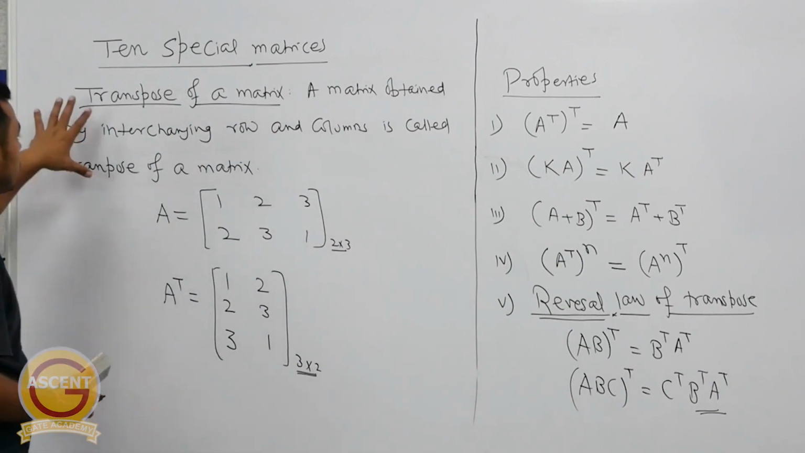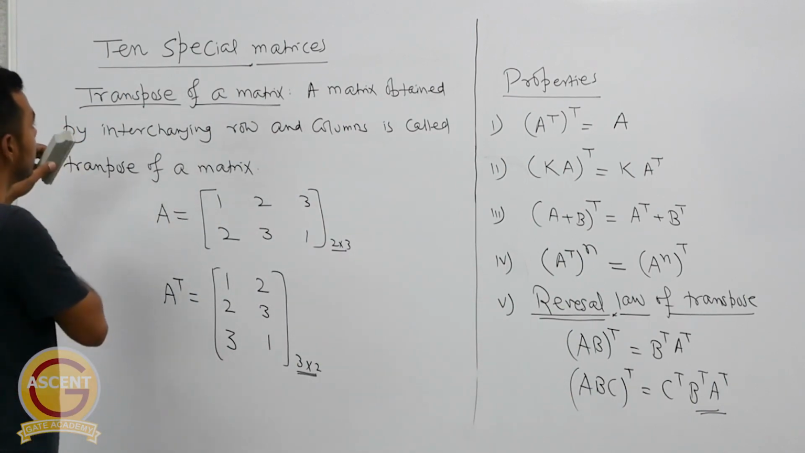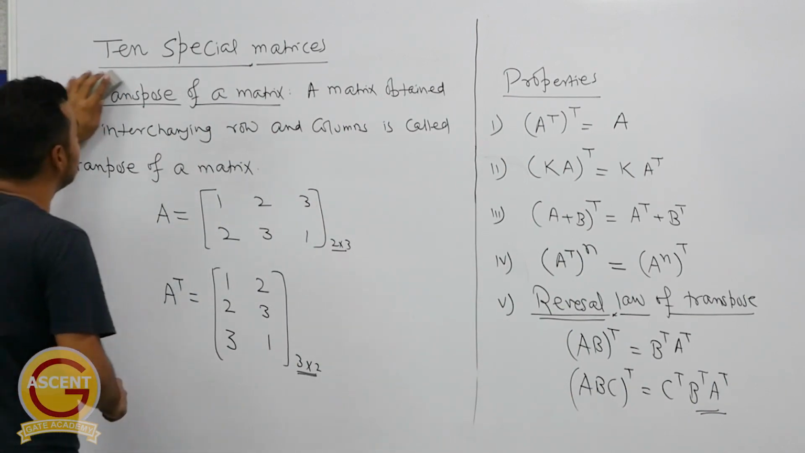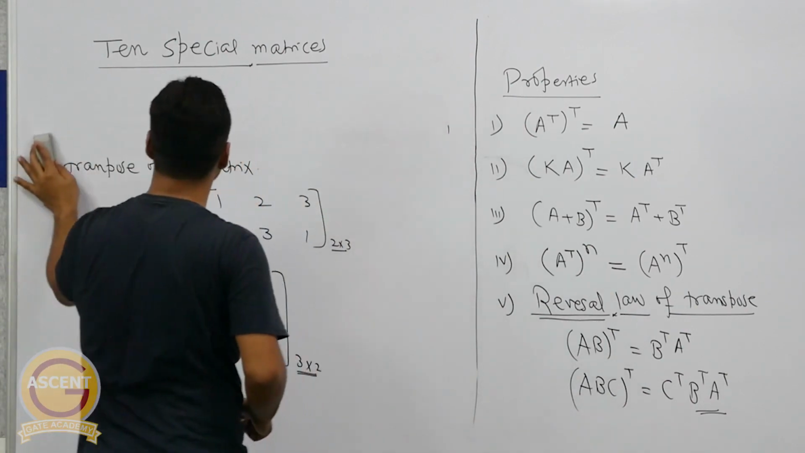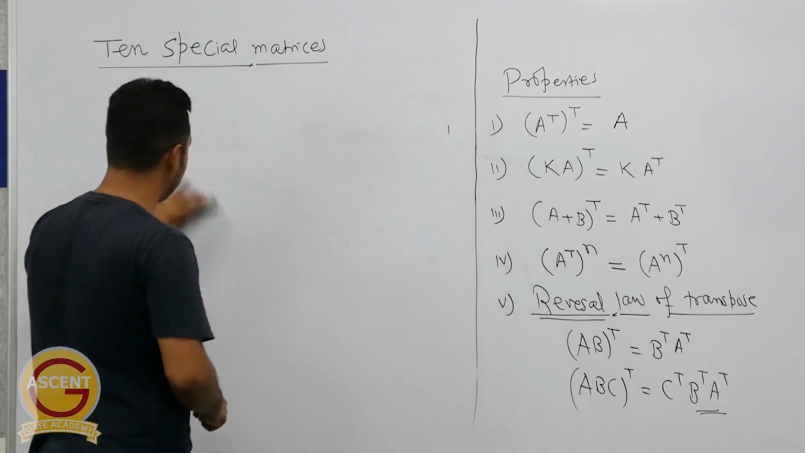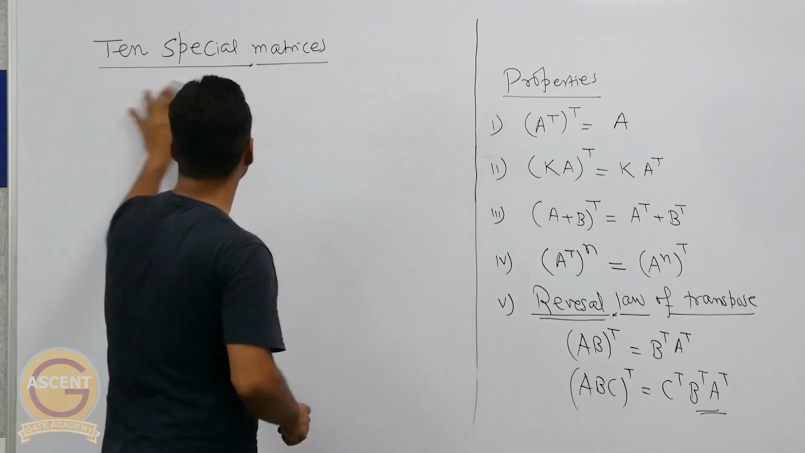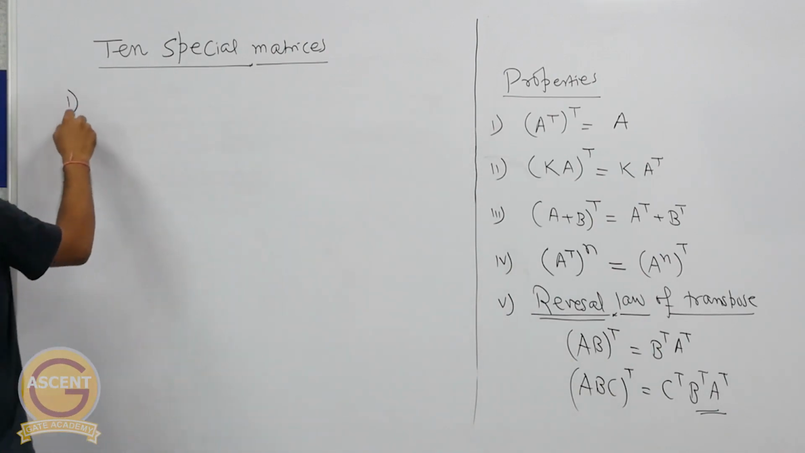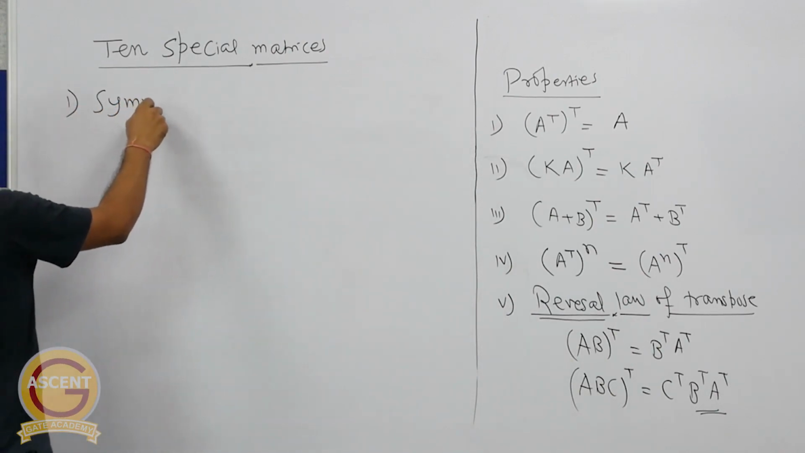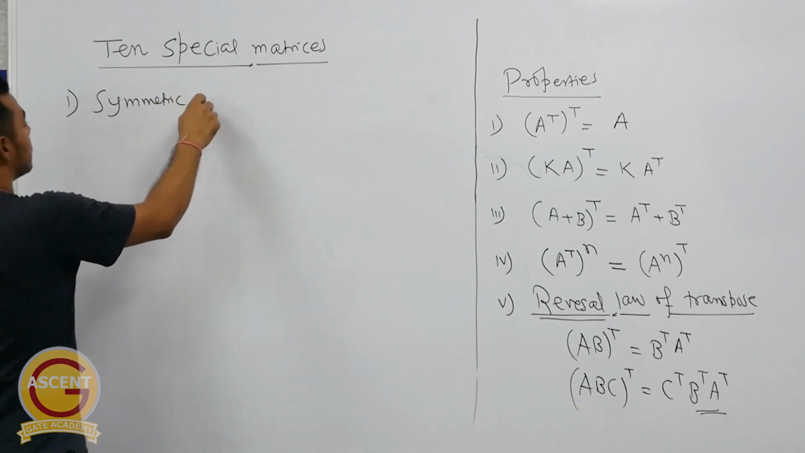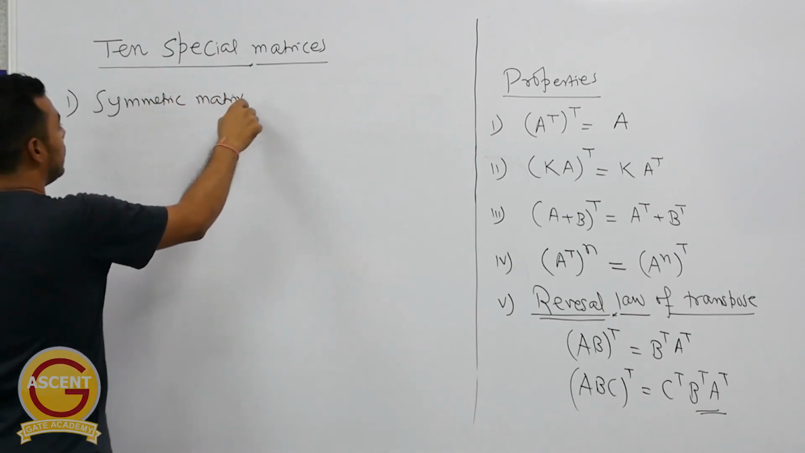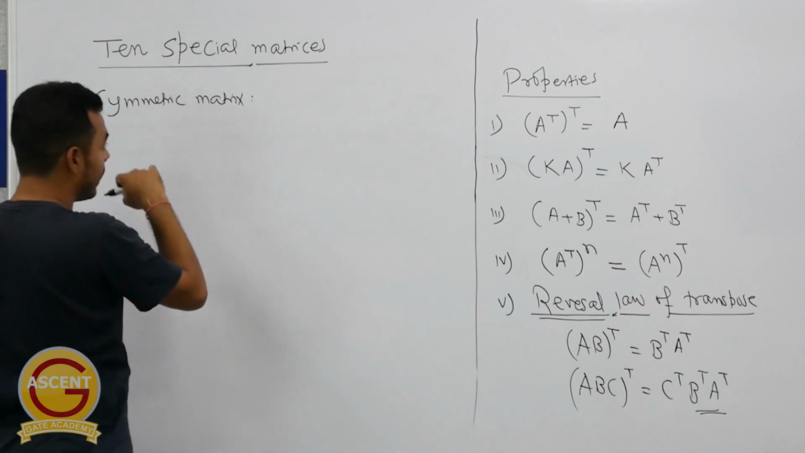So once we have understood the concept of transpose of a matrix, now we can discuss the different types of matrices. In total we have to discuss 10 types of matrices. The first one is the symmetric matrix. All these 10 matrices are defined only for square matrices.